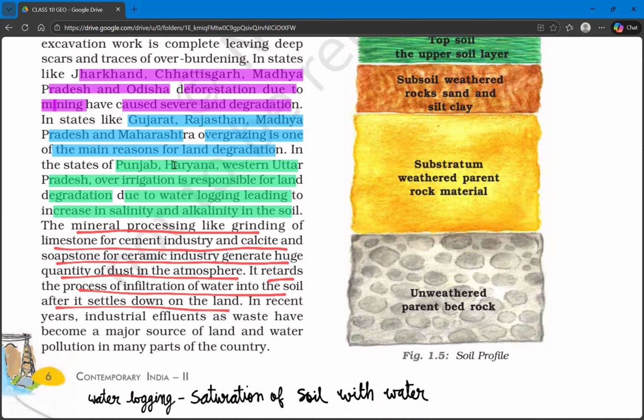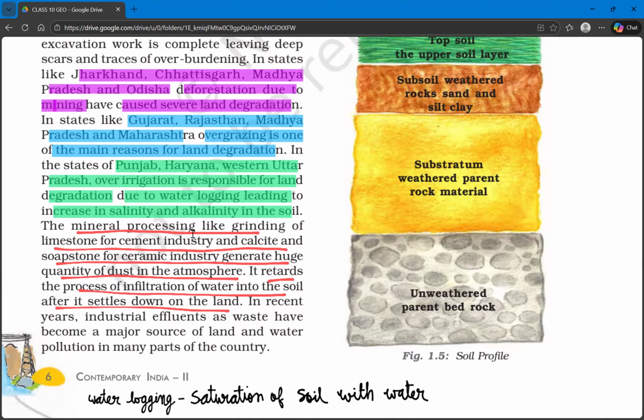And next one is Punjab, Haryana, and Western UP. What was the reason? Over irrigation. Over irrigation is responsible for land degradation due to waterlogging leading to increase in salinity and alkalinity. So please remember the reasons for some of the states that resulted in land degradation. These are already asked in CDS PYQs.